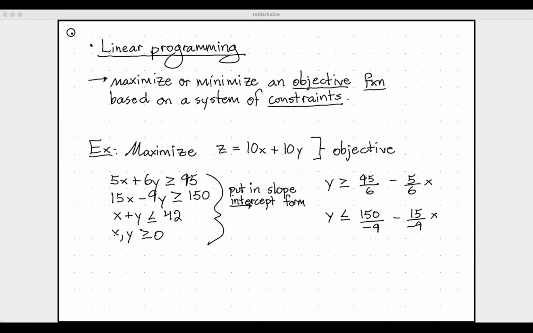All right, third equation, this one's easy. I'll just subtract x to the other side. So y is less than or equal to 42 minus x. And then the last one is already good enough, right? So we know how to graph both x and y greater than or equal to 0.